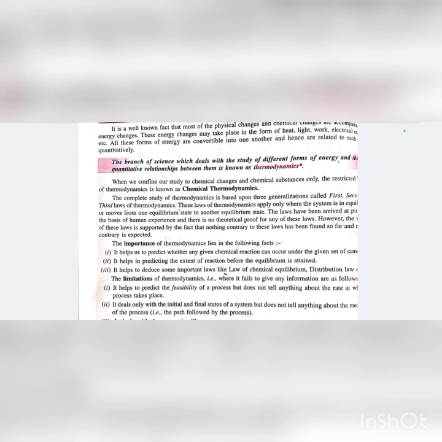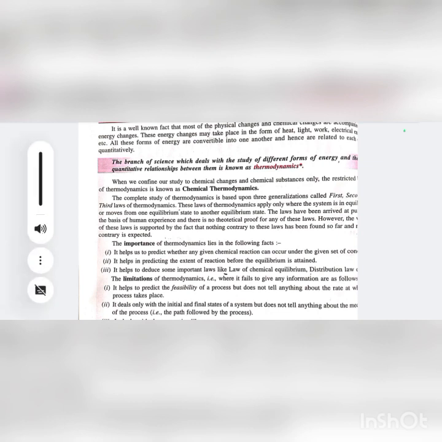The complete study of thermodynamics is based on the generalizations called the first, second, and third laws of thermodynamics. These laws apply only where the system is in equilibrium or moves from one equilibrium state to another equilibrium state. The laws have been arrived at on the basis of human experience and there is no theoretical proof of any of these laws.